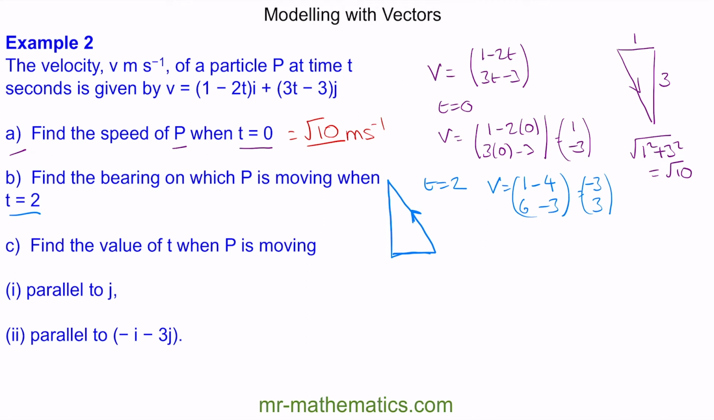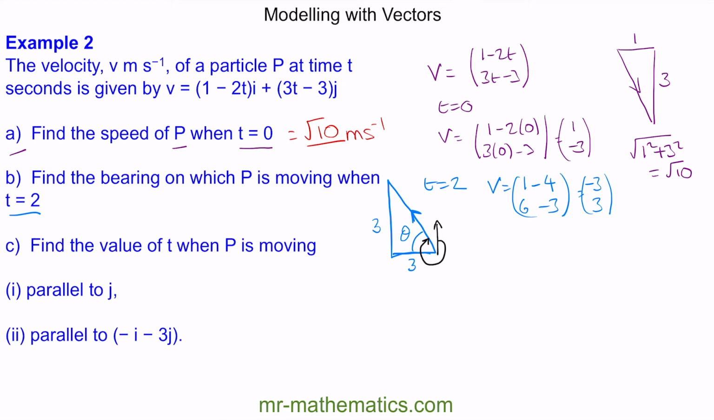But to work out the bearing, we need to draw a north line. And the bearing is 3 digits going clockwise from north. So what we need to do is work out this angle, and then from this angle, we'll add it on to 270. We could have worked out this angle and then subtracted that from 360. It doesn't matter. We know this is 3, and we know this is 3.